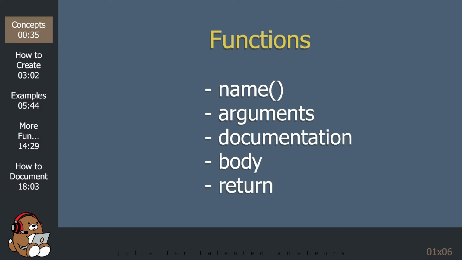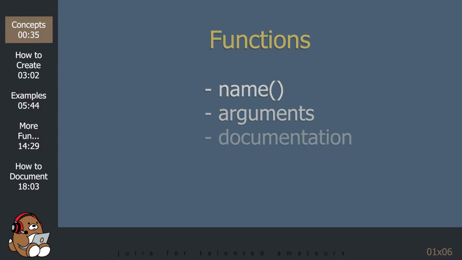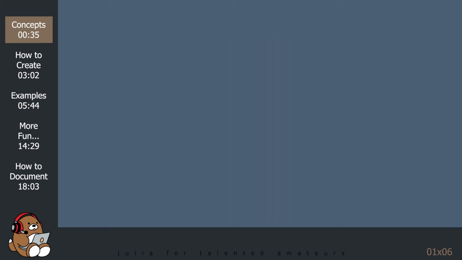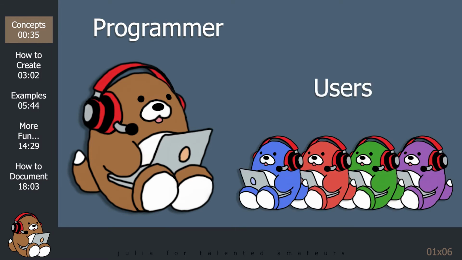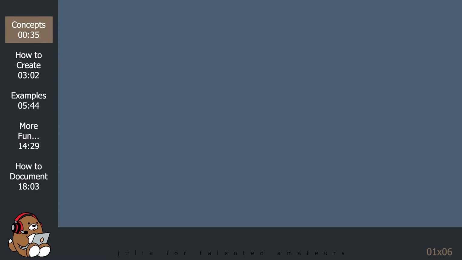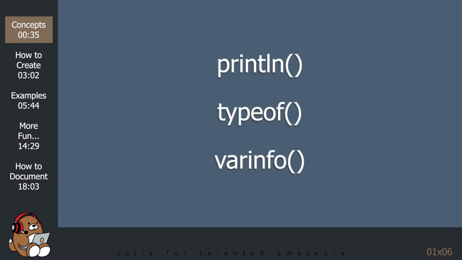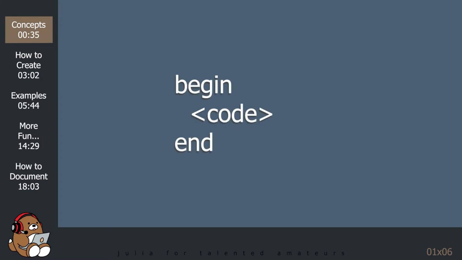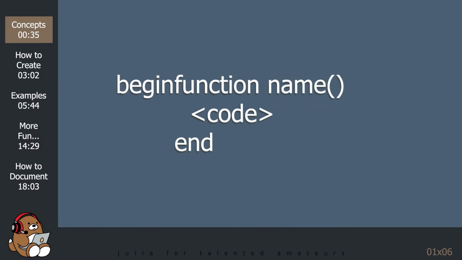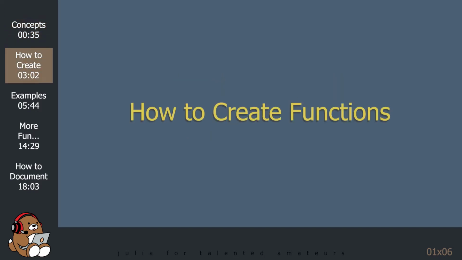A function returns something. When creating functions, you need to wear two hats. One as a programmer, in order to create a function that works, and two as a user who is looking for functions that are helpful and easy. You've already seen several built-in functions, like println, typeof, varinfo. Previously, we have been using the begin-end format to enter blocks of code. However, it's difficult to reuse that code. Creating functions will allow you and anyone else to easily reuse that code. Let's jump into Atom to see how to create functions.